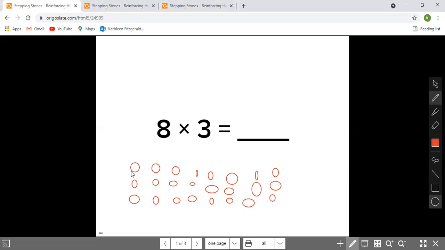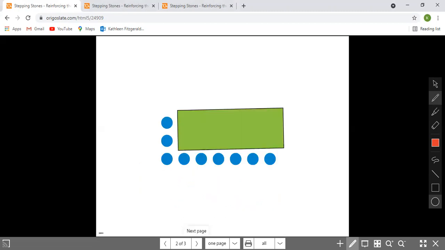And if you have a look at what I've done, I've put them roughly into an array of 3 rows with 1, 2, 3, 4, 5, 6, 7, 8. Okay, so 3 rows with 8 in each row. And the answer then is that we have got 24 altogether. Okay, and we know that we can also go backwards using that step.